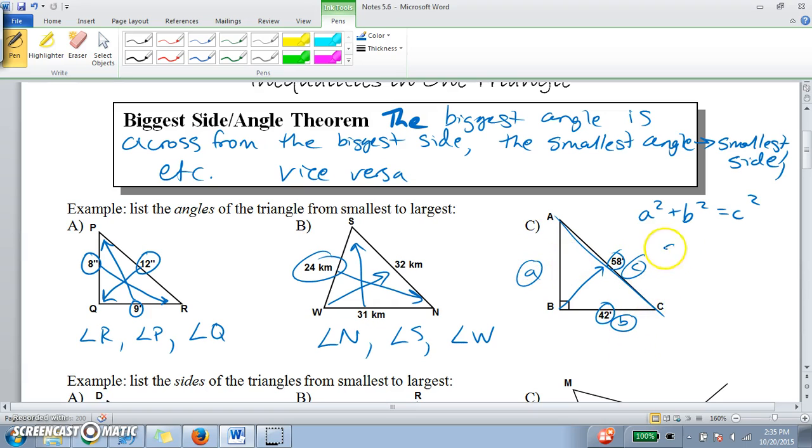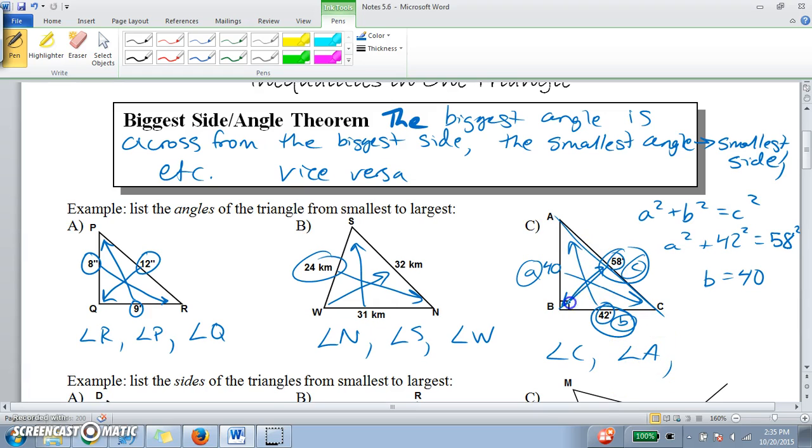So if we set this up, a squared plus b, which is 42, squared equals c, which is 58, squared. If we solve this, don't worry too much about solving it right now. If we solve this, we get that b equals 40. So this side is 40. So we've got 40 is the smallest side, which makes angle C the smallest angle. 42 is the next, which makes angle A the next. And 58 is the biggest, which makes angle B the biggest angle.